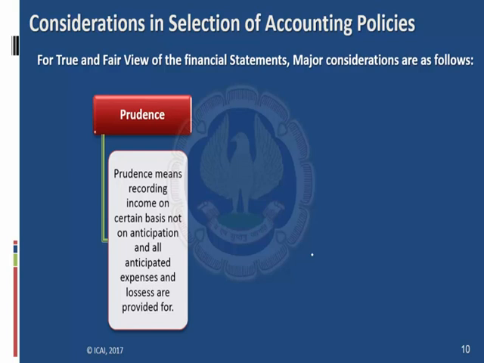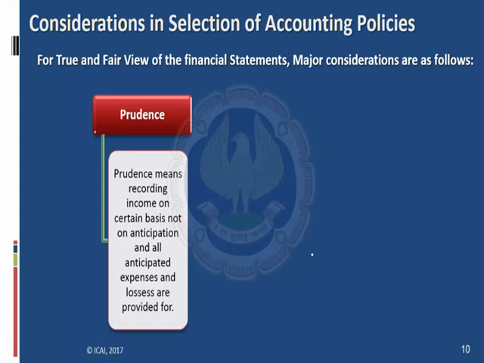So what does it mean? It means that the entity needs to recognize income only when the realization is certain. The anticipated income is not recognized, but the entity has to make provision for all anticipated expenses and losses. The classic example of prudence is valuation of inventory at cost or market value, or cost and net realizable value, whichever is lower.